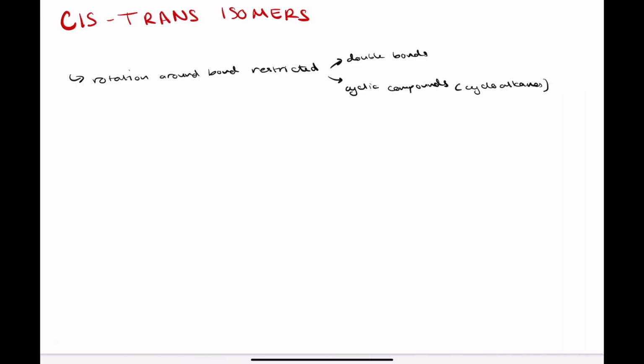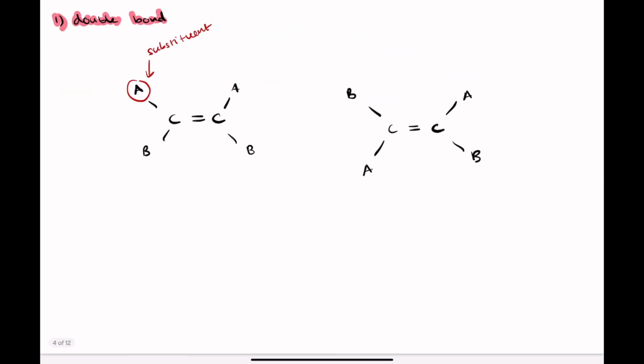So cis-trans isomers. This type of isomer occurs when rotation around a bond is restricted. This happens when there's either a double bond or we have a cyclic compound, like a cycloalkane. It also happens with triple bonds, but we don't look at that for the IB syllabus, so I'm not going to mention it here. When looking at double bonds, we can have the substituent, which is this part that I circled in red right here, on different sides of the double bond. And this substituent can be anything that is bonded to this carbon right here.